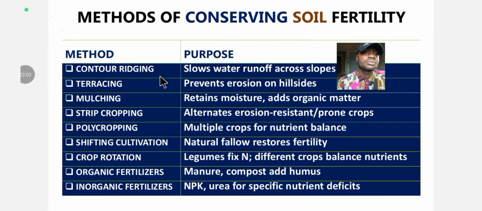Contour ridging. What is the purpose of contour ridging? To slow water runoff across slopes. So you will put contour ridging. You will not just make it straight. Put contour so that it slows down water runoff across where you have a slope.